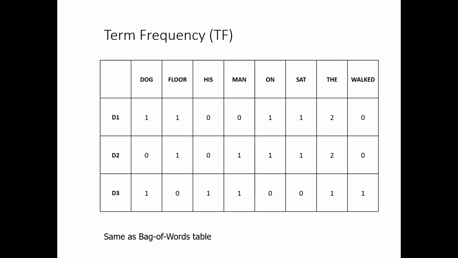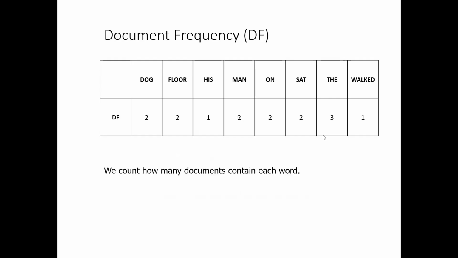Second one is the document frequency, right? Remember, document frequency means how many documents contain each word. How many documents contain it, right? So if you look at, let's start with the word dog, it appears in two documents, flow in two documents, his in one document, man in two documents, on in two documents, the in three documents, right? So that's the document frequency, right? You got my point?